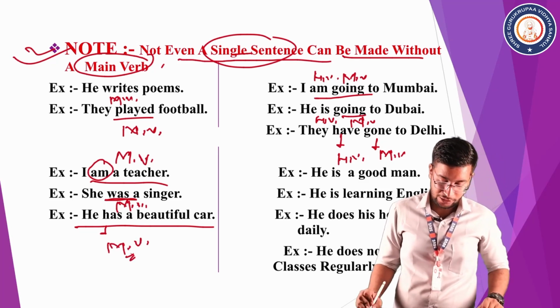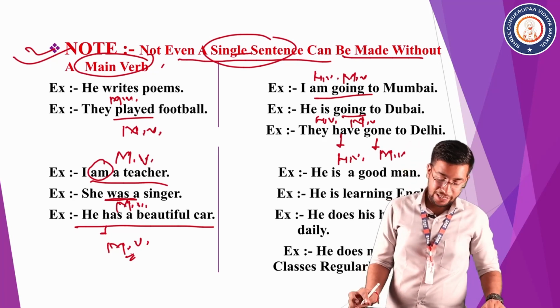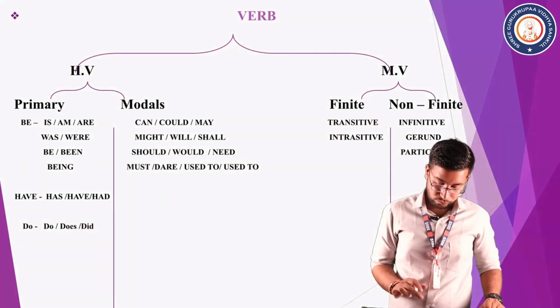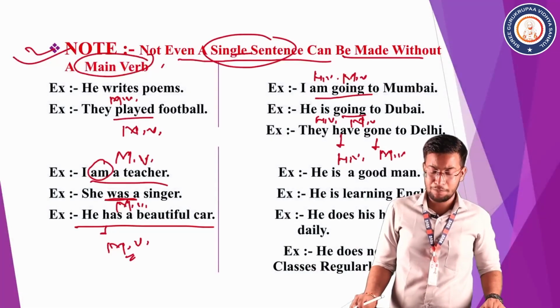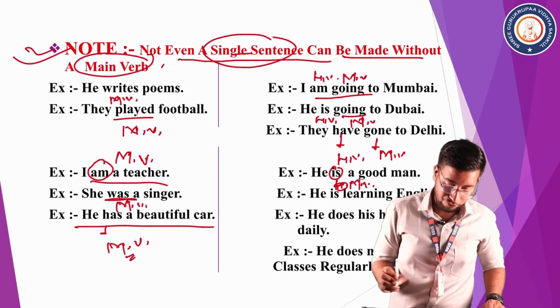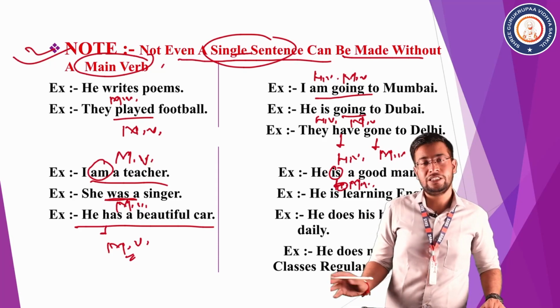Yes, dear students. Now if you look here, he's a good man. In this example, is is working as a main verb. Why main verb? Because there is no other main verb in the sentence.